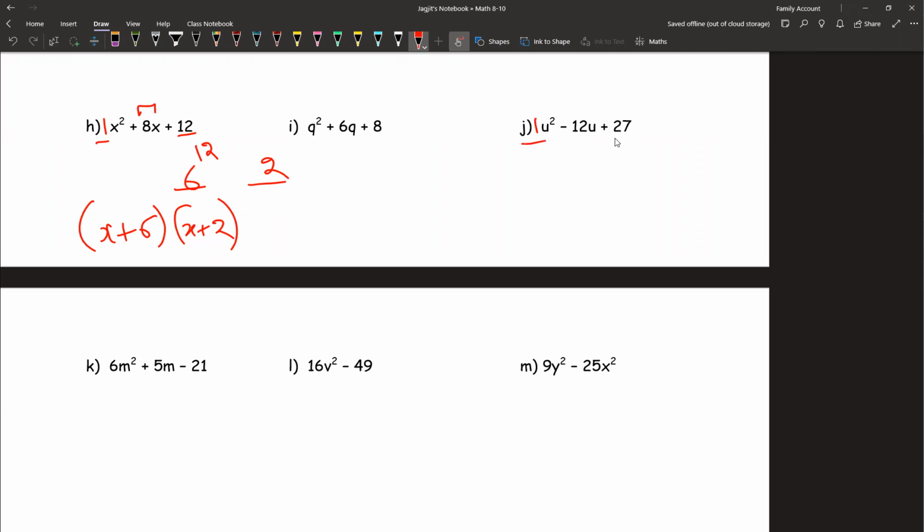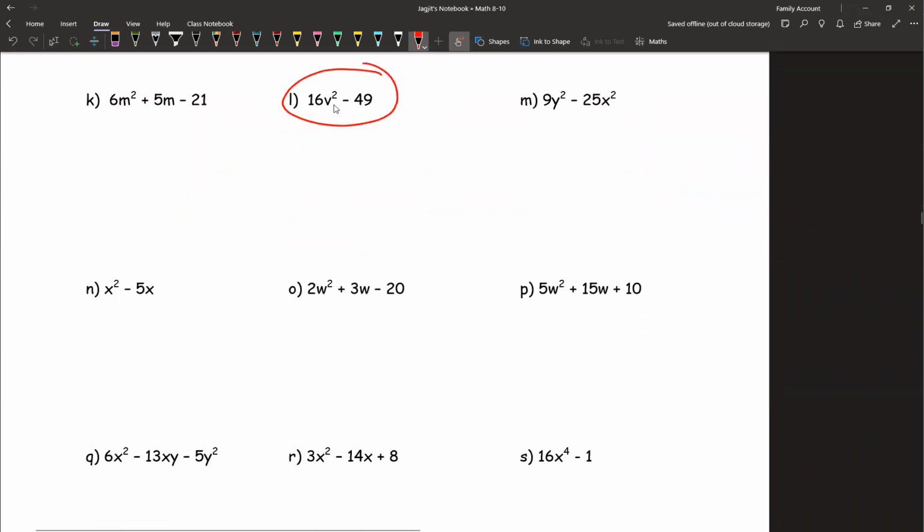For this, it'll be 1 times 27, which gives me 27. We need to think of two numbers: when you multiply, you get 27, and when you add them, you get minus 12. Some combination of 9 and 3, but because the sum needs to be minus 12, it'll be minus 9 and minus 3. So it will be (u minus 9) and (u minus 3). Simple. That's how you will factor that.